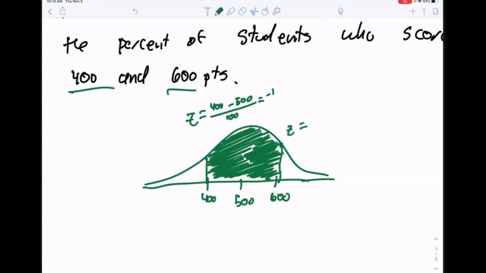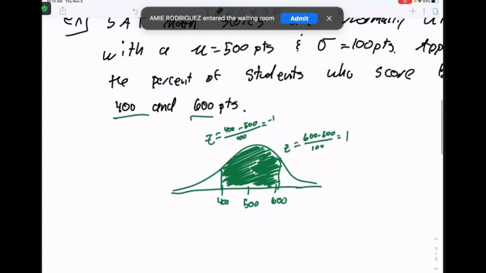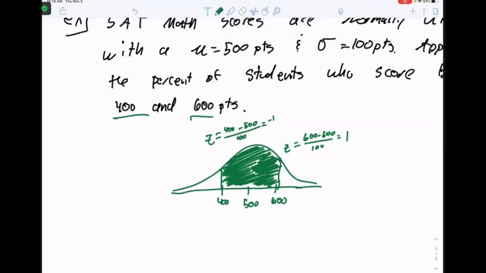And then we have to find this other z-score, which is 600 minus 500, over 100, equals 1. Okay.